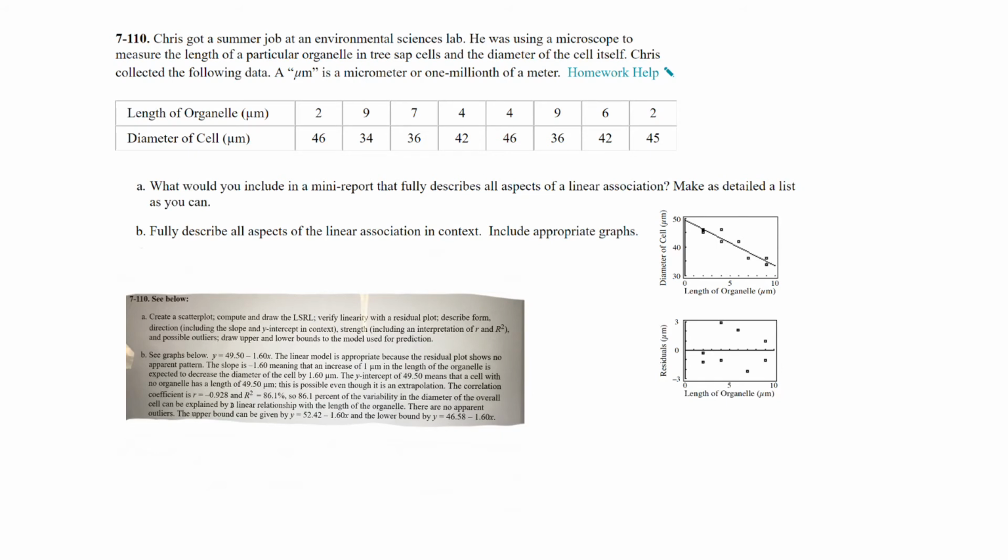Question 110. Chris got a summer job at an environmental science lab. He was using a microscope to measure the length of a particular organelle in tree sap cells and the diameter of the cell itself. Chris collected the following data. A micrometer is 1/1,000,000th of a meter. So you've got your length of the organelle and the diameter of the cell. Part A, what would you include in a mini report that fully describes all aspects of a linear association? Make as detailed a list as you can.